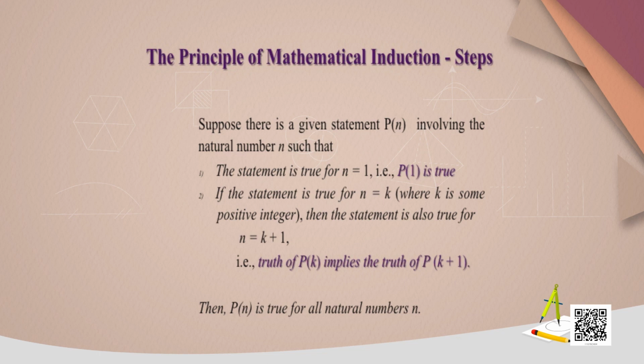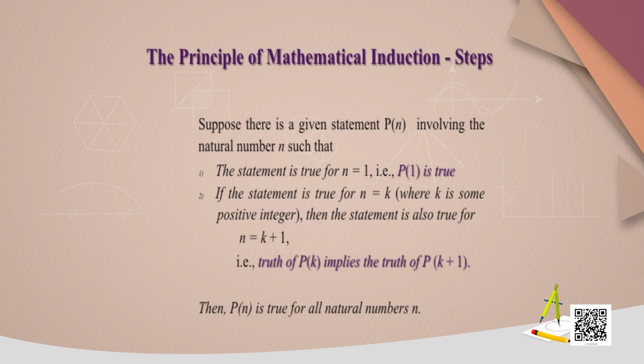First we need to give a name to the statement. There is a given statement Pn involving the natural number n, where n represents a natural number. The first step is that the statement is true for n equal to 1. We need to prove it, as I told you in the case of domino tiles, that the first tile needs to be pushed and it should fall. Then only we can move further. The same here for any formula, we need to prove it for 1. This is the basic step.